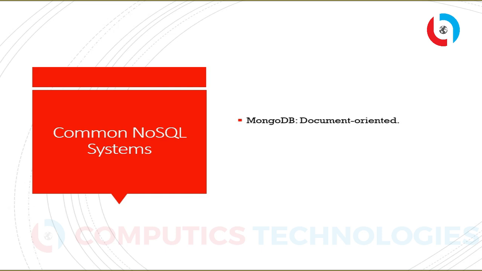A few of the most commonly used NoSQL database systems are MongoDB, a popular document-oriented NoSQL database that stores data in flexible JSON-like documents, providing scalability and high performance for diverse data types. Cassandra, a distributed and highly scalable NoSQL database designed for handling large amounts of data across multiple servers with a decentralized architecture, making it suitable for high speed, high volume applications.